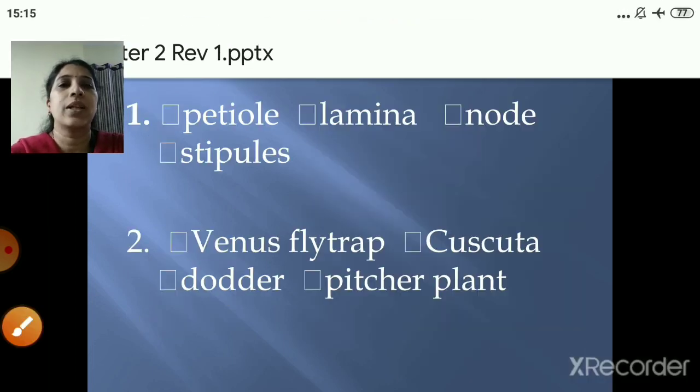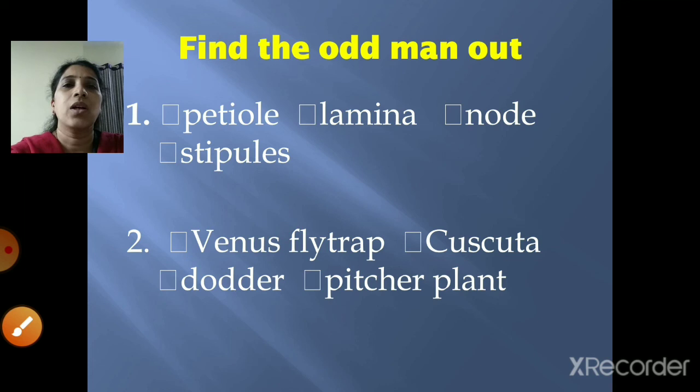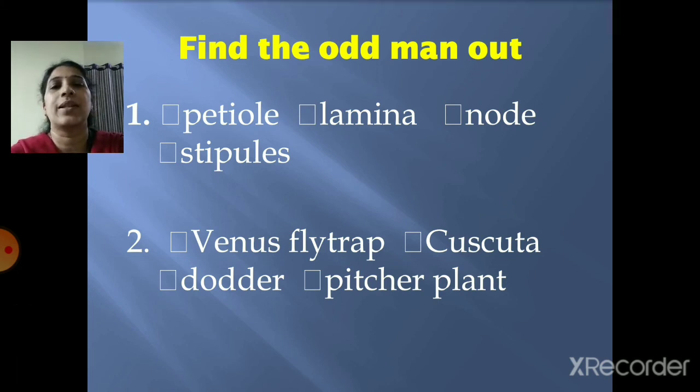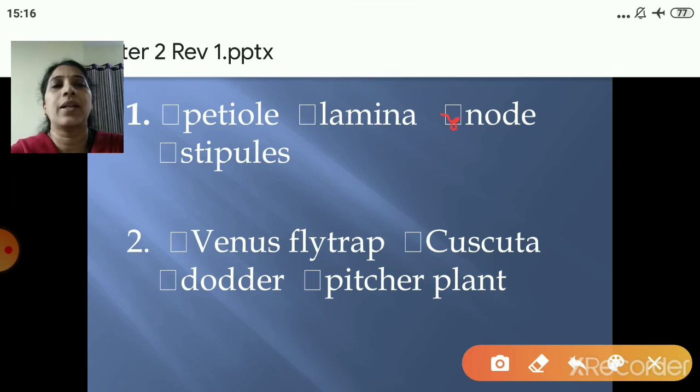Let's move to the next one. Find the odd man out. So what is there in the odd man out? First one, 4 options will be given: petiole, lamina, node and stipules. Now you have to find out which one is the odd one in it. So if you can see, petiole, lamina and stipules are parts of the leaf, and node is part of the stem. So you will select node as the odd man out.